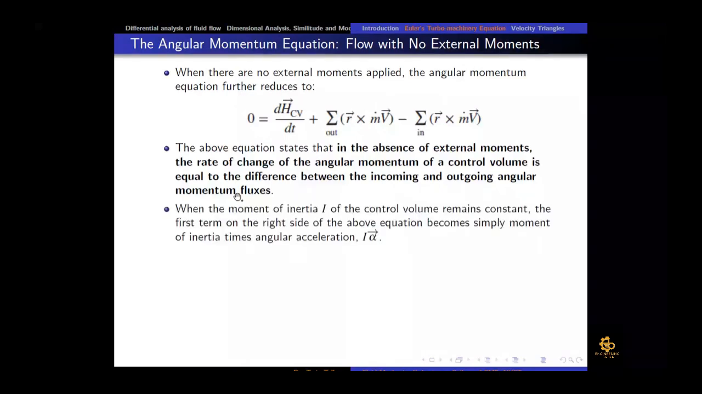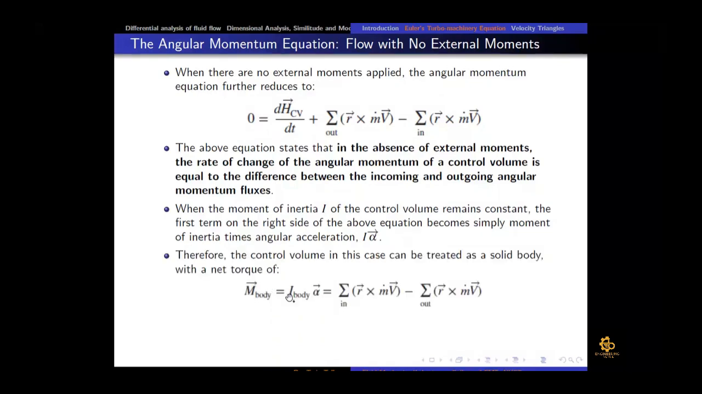When the moment of inertia of the control volume remains constant, the first term on the right hand side of the above equation becomes simply moment of inertia times angular acceleration, which is I alpha, because torque is usually I alpha. So torque is equal to the moment of inertia of that body times alpha, which is angular acceleration. I have already explained that when we take this term to the other side, it becomes r cross m-dot V in minus r cross m-dot V out, right?